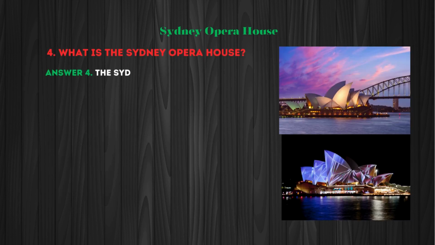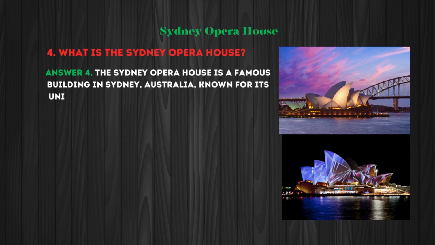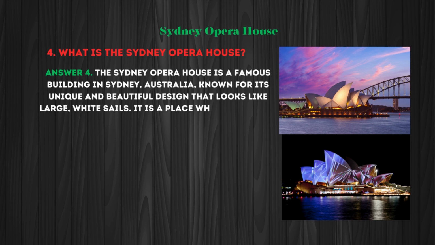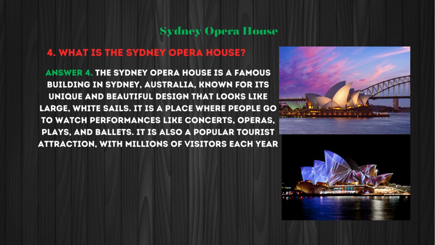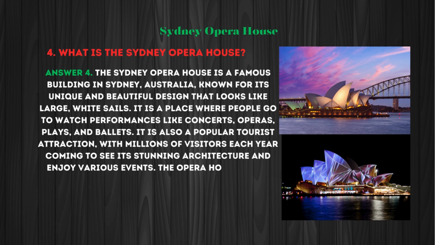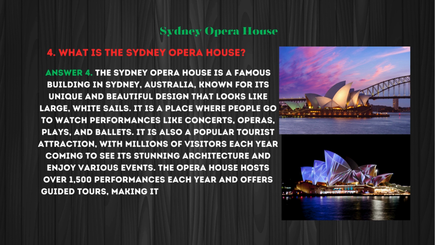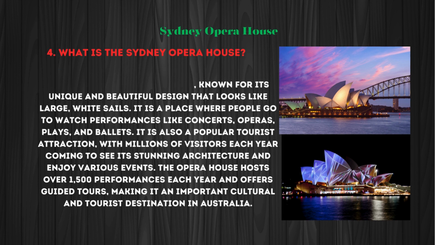What is the Sydney Opera House? The Sydney Opera House is a famous building in Sydney, Australia, known for its unique and beautiful design that looks like large white sails. It is a place where people go to watch performances like concerts, operas, plays, and ballets. It is also a popular tourist attraction, with millions of visitors each year coming to see its stunning architecture and enjoy various events. The Opera House hosts over 1,500 performances each year and offers guided tours, making it an important cultural and tourist destination in Australia.